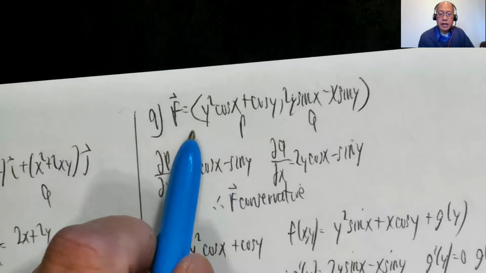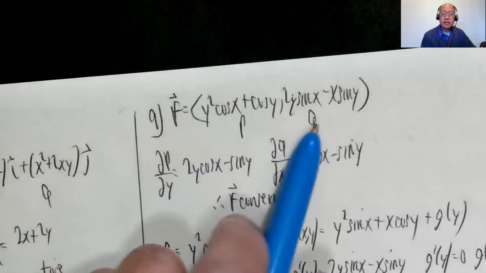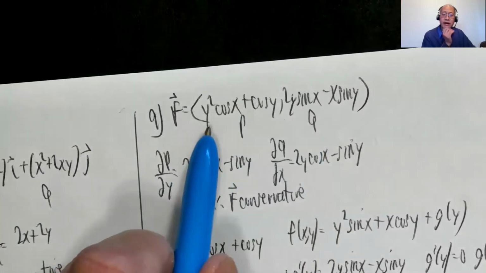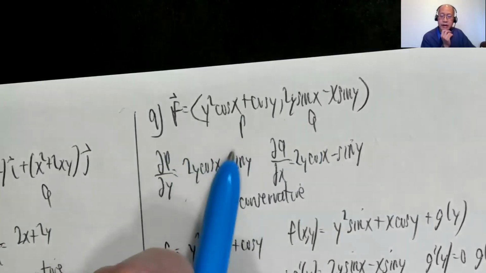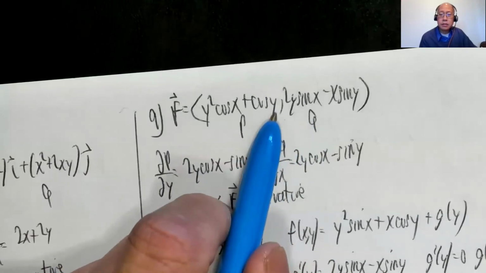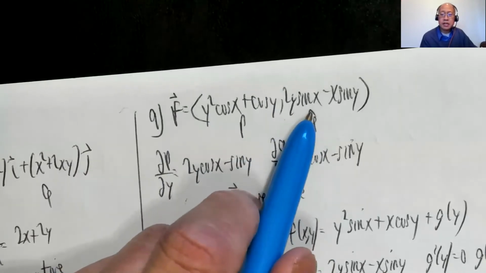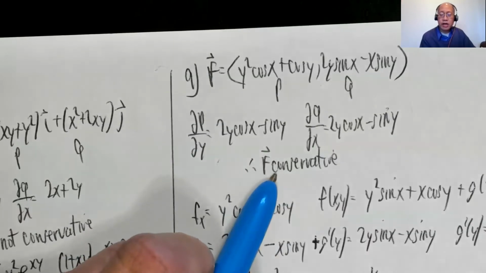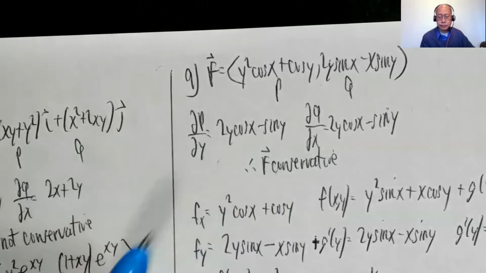All right, 9. F is this. P, Q. Partial P with respect to y: 2y cosine x minus sine y. Partial Q with respect to x: 2y cosine x minus sine y. Same thing. Therefore, F is conservative. We can find an anti-gradient.